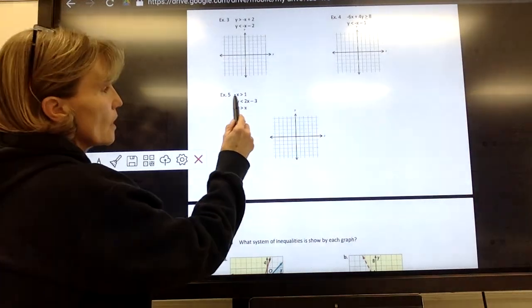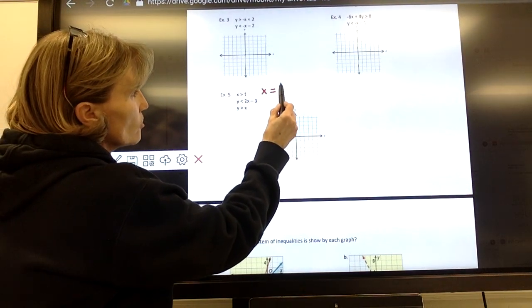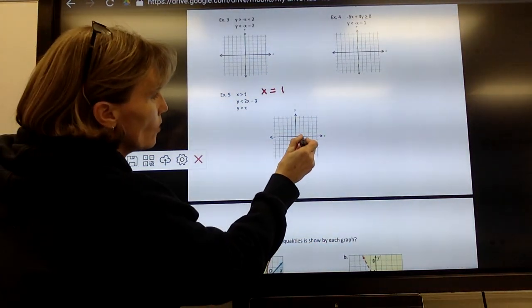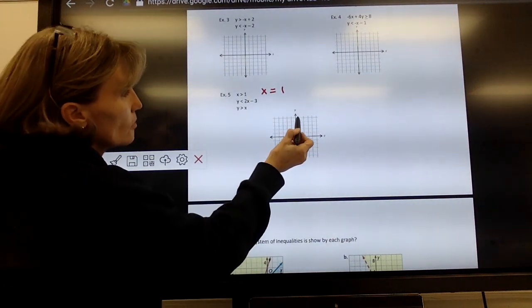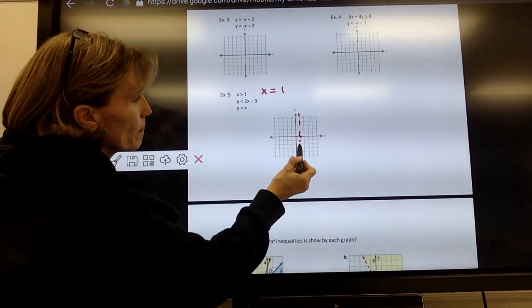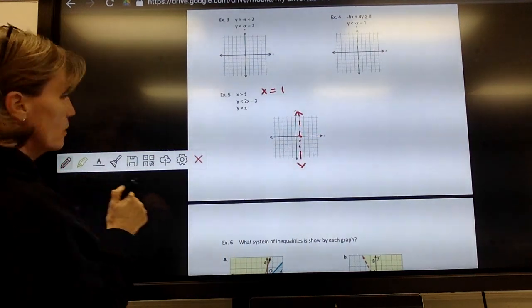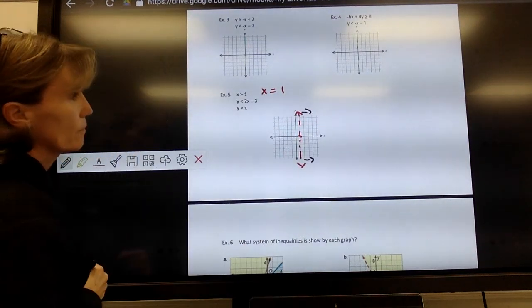So when I graph this top one, it says x, just x by itself. We'll think about if it just said x equals 1. That's a vertical line. So I'm going to go to where x, on the x-axis, I have a +1. It's just a greater than, so it's going to be a broken line. And if x is greater, greater would be to the right of that line. So I'm going to shade on that side.